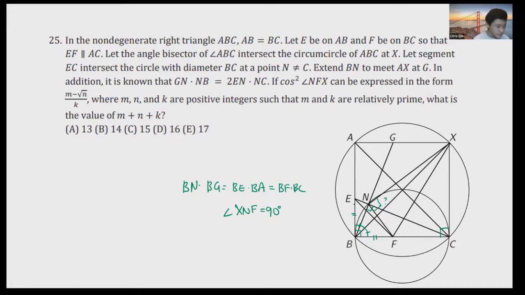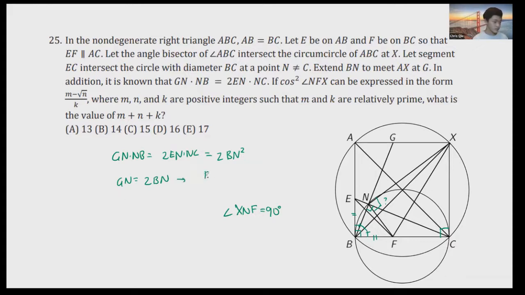So next thing we can do is we want to use this weird condition somehow. So let me erase this. We have this condition that GN times NB is equal to 2 EN times NC. And one thing you can notice is that by similar triangles, EN times NC is just BN squared. And immediately, this simplifies this weird condition by a large factor. And we can cancel out BN from both sides, and we're going to get GN is equal to 2BN.